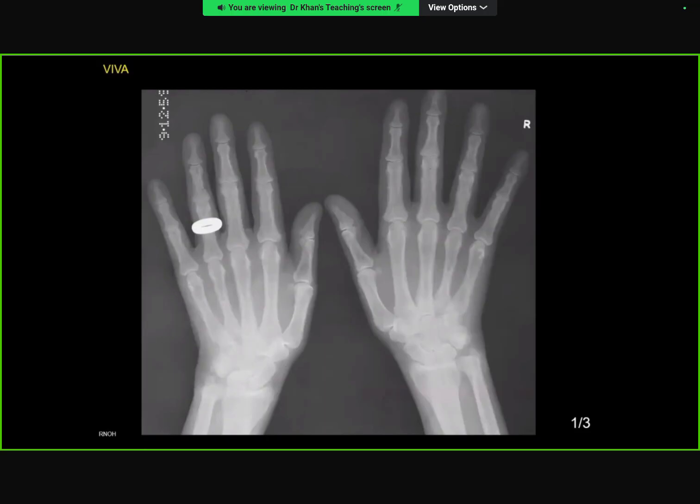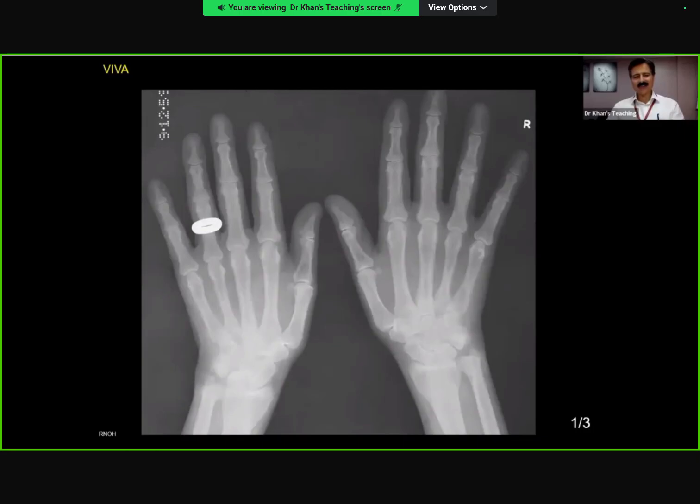Gout could be a possible differential, given that it's predominantly a distal phalangeal joint. So if you see these joints, these distal row interphalangeal joints, do you think they are involved? No, not really. So anything else can explain this finding? You have picked up brilliantly. Well done. Acroosteolysis. Hyperparathyroidism can cause this. Excellent, excellent.